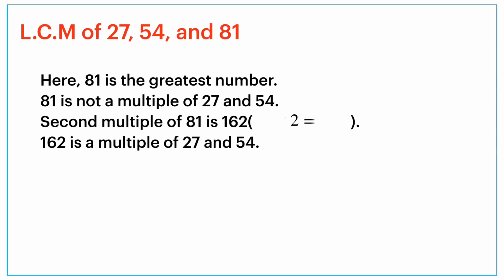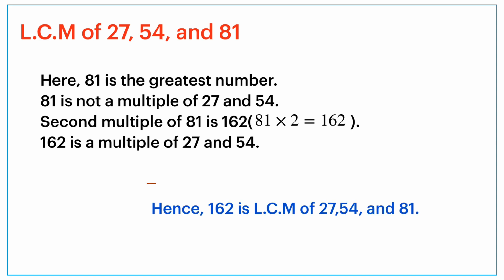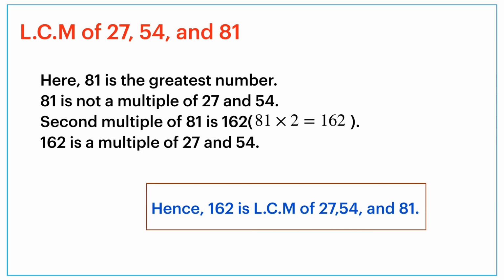Let's take another example. What is the LCM of 27, 54 and 81? In this case, 81 is the greatest number. 81 is not a multiple of 27 and 54. The second multiple of 81 is 162. 162 is a multiple of 27 and 54. Therefore, 162 is the LCM of 27, 54 and 81.